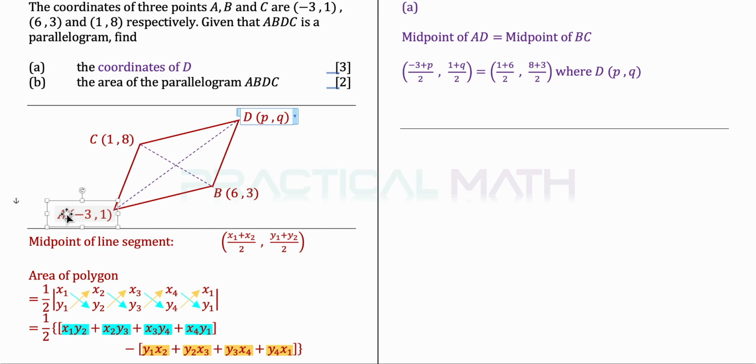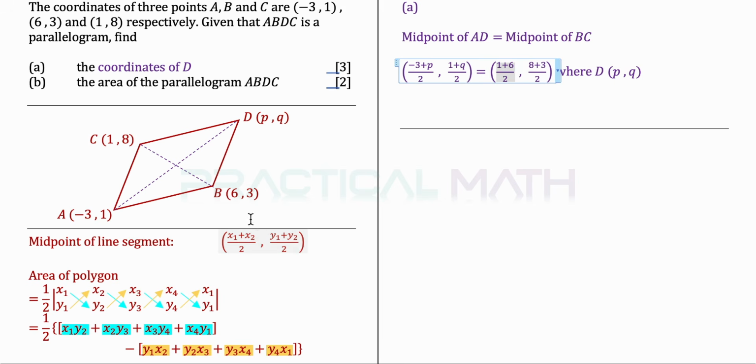So the midpoint of AD would therefore be minus 3 plus P over 2, like this, applying the formula directly. And for the y coordinate of A and the y coordinate of D, you add them up. So 1 plus Q, divided by 2. Set it to be the midpoint of BC, where you do the same thing again: 1 plus 6 over 2.